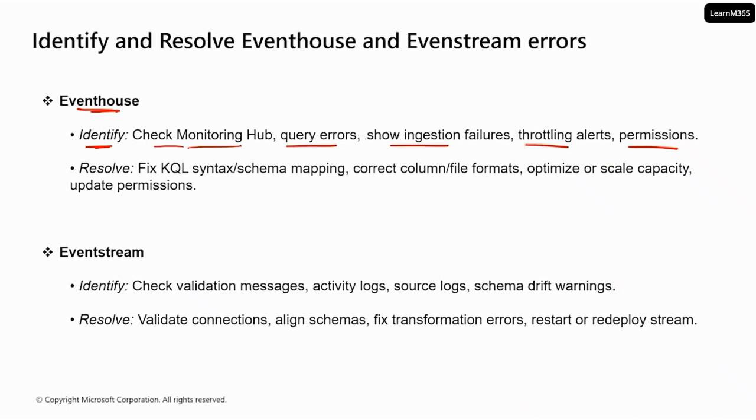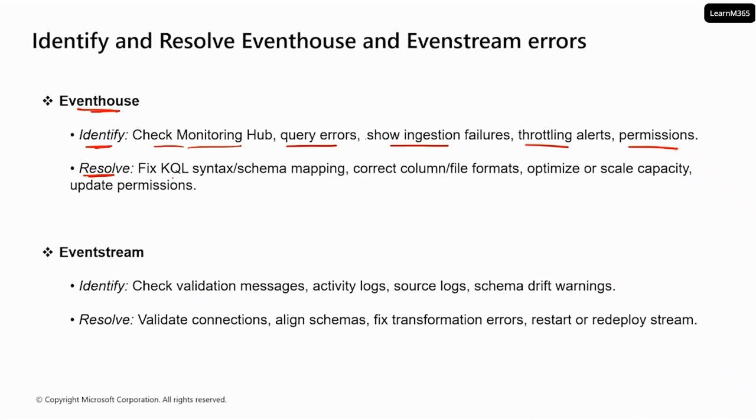You can identify any errors in the event houses or in the event streams by going through these monitoring hubs. So for the event house, you can check the monitoring hub, you can query the errors, you can go and get some ingestion failure reports. These things you can do. Now, what is the resolution for it? If you have identified any such errors, how can you resolve them?